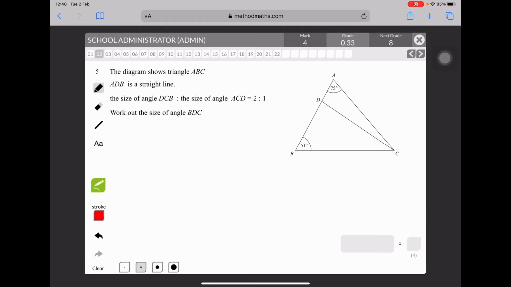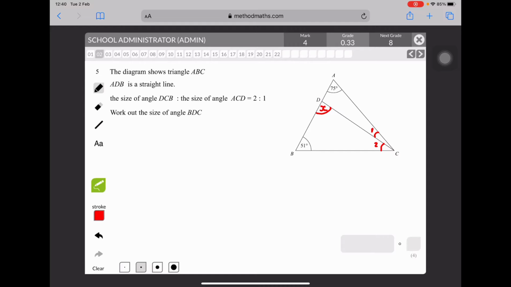The diagram shows a triangle. ADB is a straight line. The size of angle DCB, so that's this angle here, is in ratio with the size of angle ACD. Where's ACD? So this one. So it's 2 to 1. So I'll just write 2 to 1 here. Work out the size of angle BDC. So I'll write here X. This is the one we want to work out.